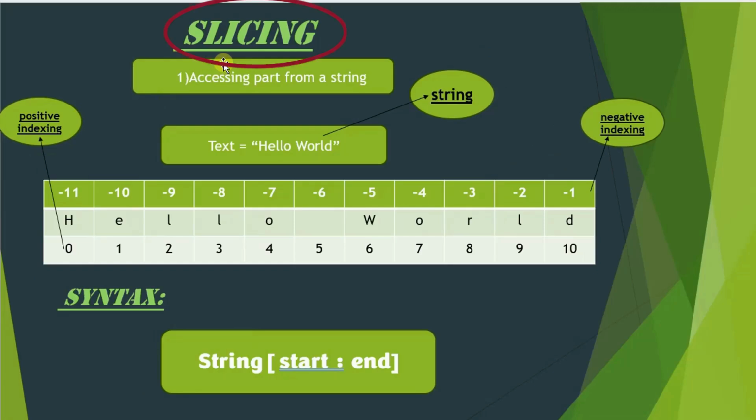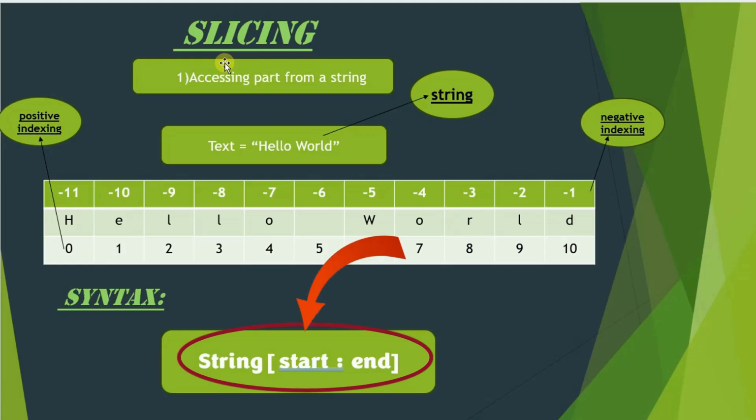Now let's talk about slicing. Slicing refers to accessing a part of a string. We use slicing with indexing to extract a substring from a string. In slicing, we specify a start and an end index to define the portion of a string we want to extract. The basic syntax is string[start:end]. Start is the index where slicing begins, included, and end is the index where slicing stops. It's important to remember that the character at the end index is not included in the result.